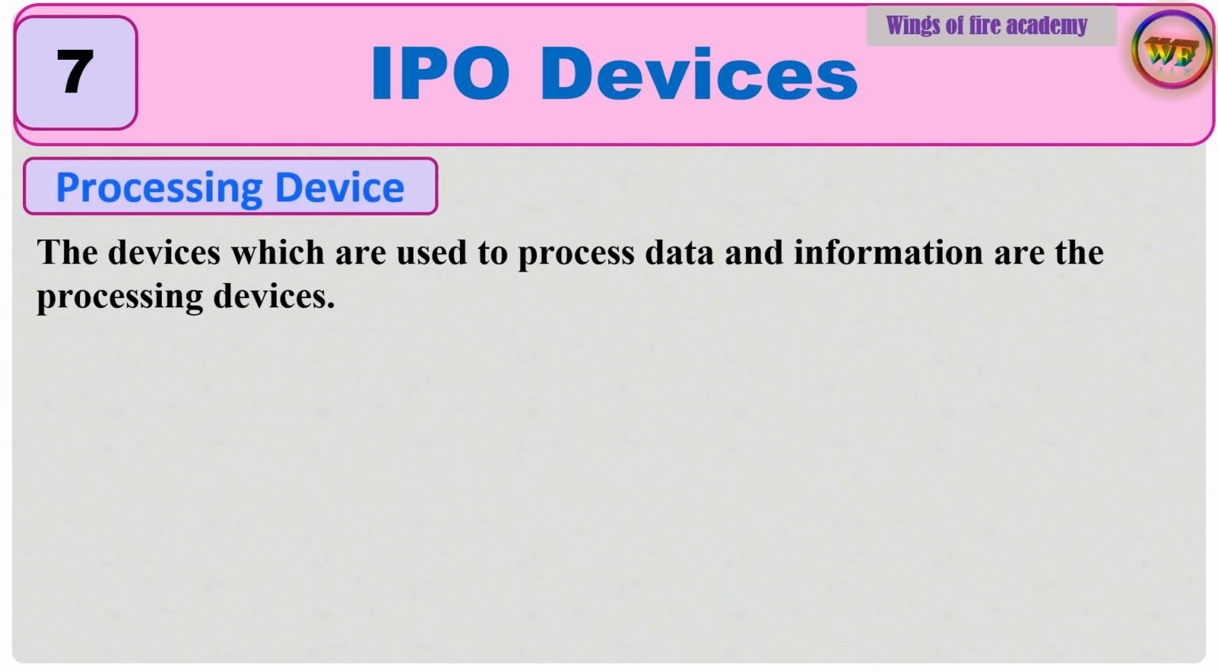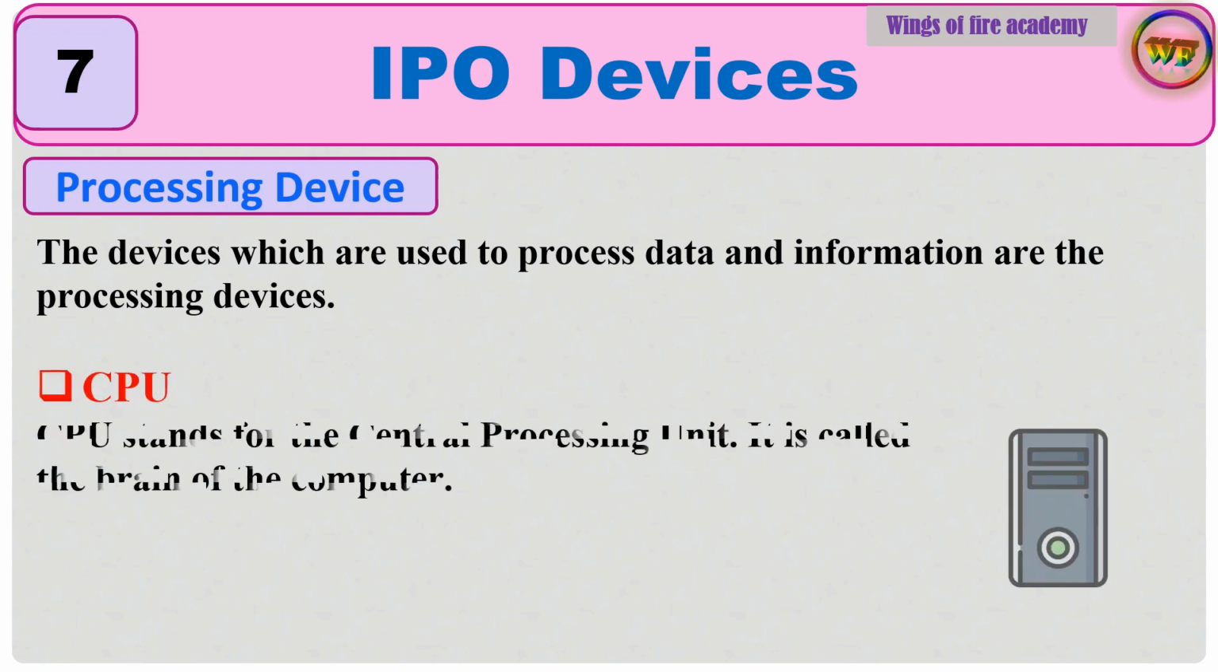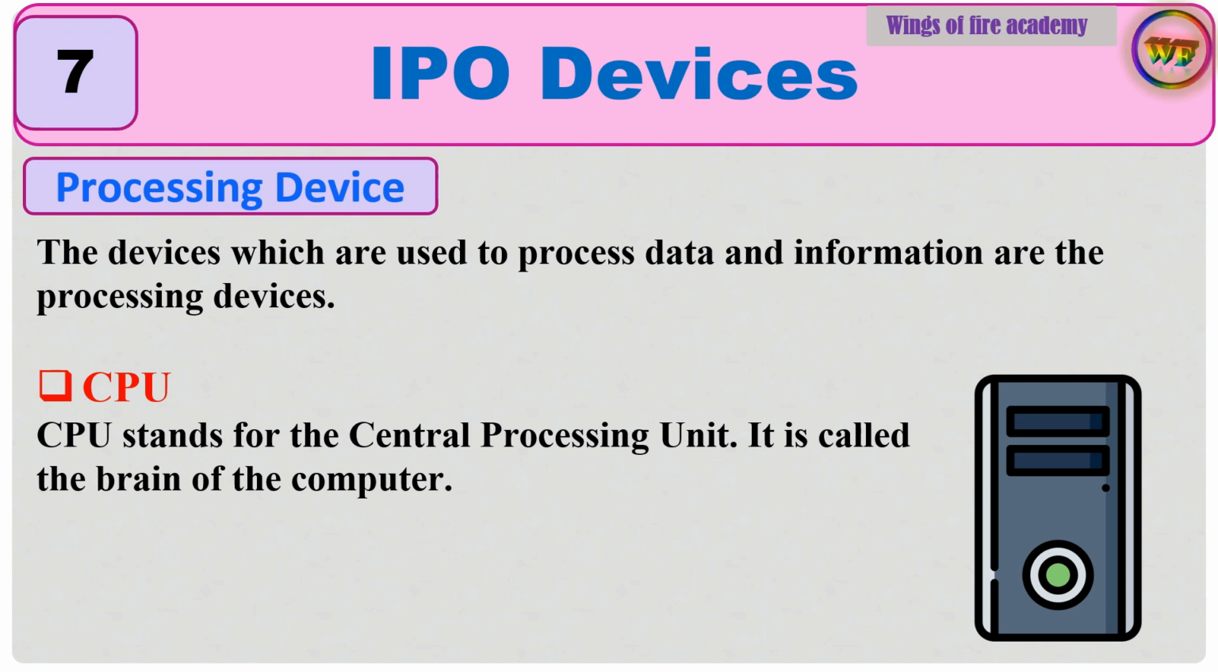Processing device. The devices which are used to process data and information are the processing devices. CPU. CPU stands for the Central Processing Unit. It is called the brain of the computer.